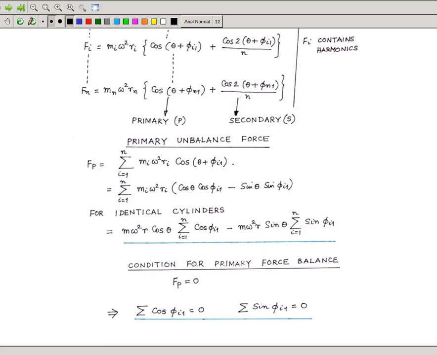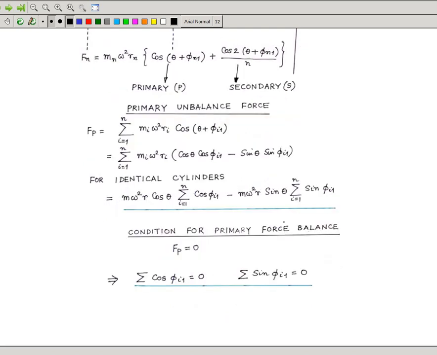For each cylinder it is like this for the ith cylinder, but all cylinders have the same mass. The ith cylinder mass, the i plus 1th cylinder mass and the nth cylinder mass are all the same. So this is common for all of them. This cos theta is common for all of them, so m omega square r cos theta comes out. Similarly, m omega square r sin theta is common for all of them, and then the sum of this. So for this Fp, the resultant primary force or the sum of all primary forces, to be 0, the condition is summation cos phi i 1 equal to 0 and summation sin phi i 1 equal to 0.